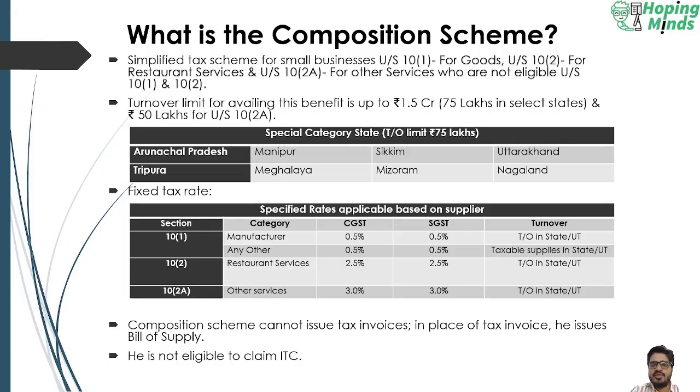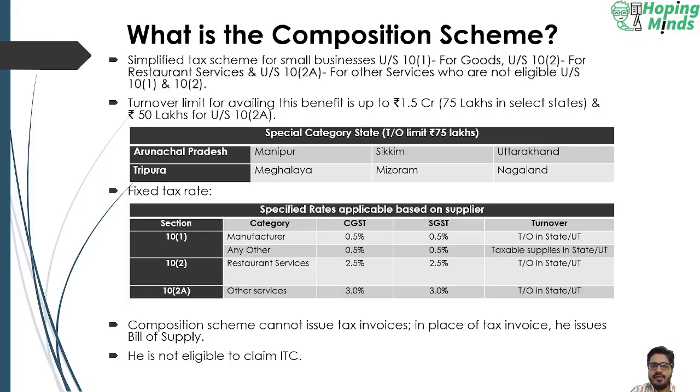So special category of states, we have already learned about the special category of states that has been notified by the government: Arunachal Pradesh, Tripura, Manipur, Meghalaya, Sikkim, Mizoram, Uttarakhand and Nagaland. The turnover limit for opting composition scheme that applies to these states is rupees 75 lakhs.